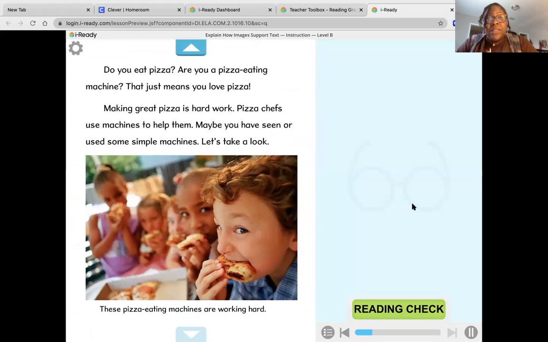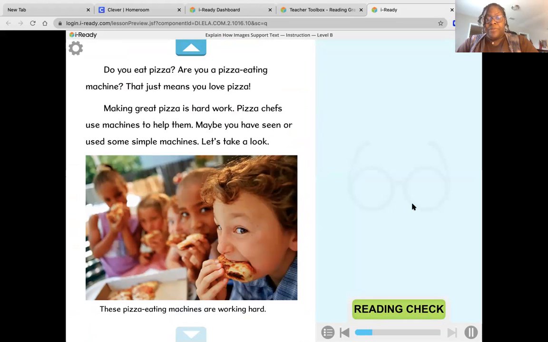Do you eat pizza? Are you a pizza eating machine? That just means you love pizza. Making great pizza is hard work. Pizza chefs use machines to help them. Maybe you have seen or used some simple machines.